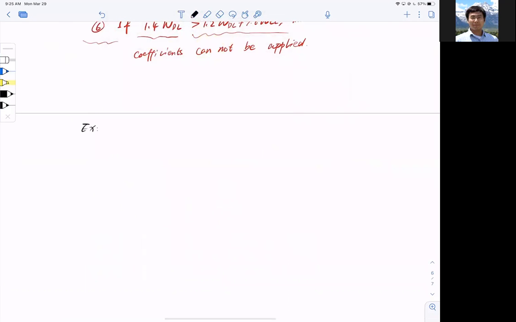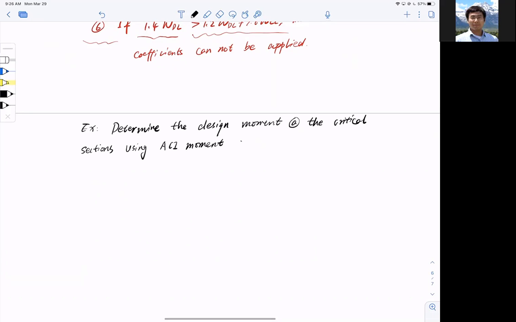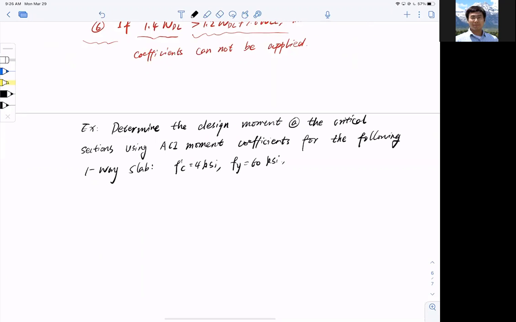for the example, we want to determine the design moment at the critical sections using the ACI moment coefficient. Although we know that they apply to shear as well, in our course we're not going to ask you to do shear. Following a one-way slab, and we will let you know it's a one-way slab, so you don't have to judge yourself mostly. Given concrete with 4 KSI compressive strength, and steel with 60 KSI yield strength.